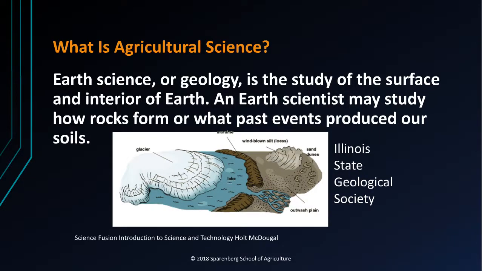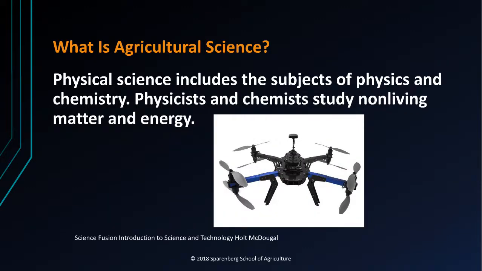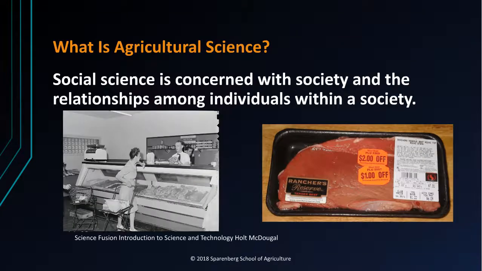Earth science, or geology, is the study of the surface and interior of Earth. An earth scientist may study how rocks form or what past events produced our soils. Physical science includes the subjects of physics and chemistry. Physicists and chemists study non-living matter and energy.